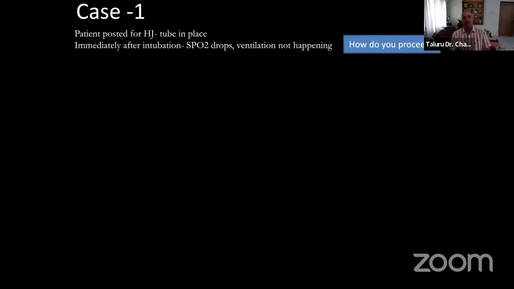Case, see, this is what we had trouble with about a month back. Patient posted for HG, elderly lady, no history of any bronchospasm or COPD. Immediately after intubation, SpO2 drops, ventilation is not happening. So how do you proceed? First thing, what do you see?